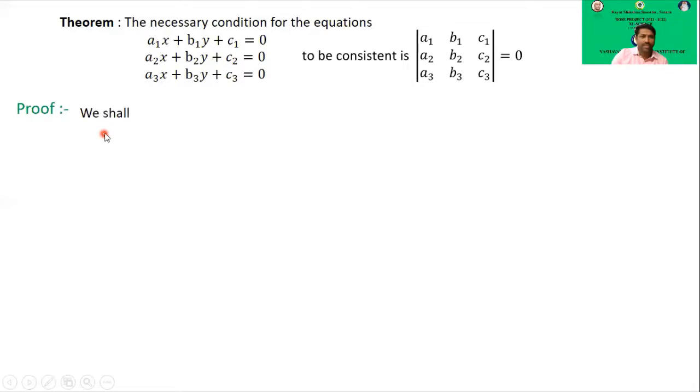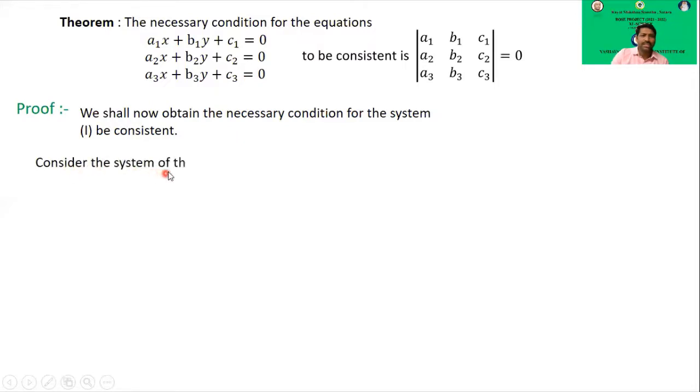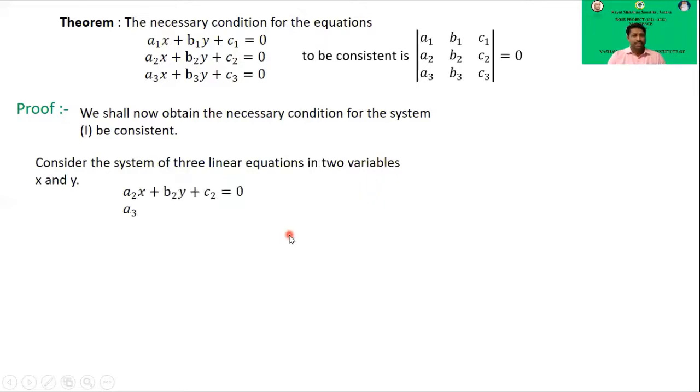Proof: we shall now obtain the necessary condition for the system 1 to be consistent. This system 1 is consistent. Consider the system of three linear equations in two variables x and y. So here, consider the system of three linear equations in two variables, of which we have taken only two.